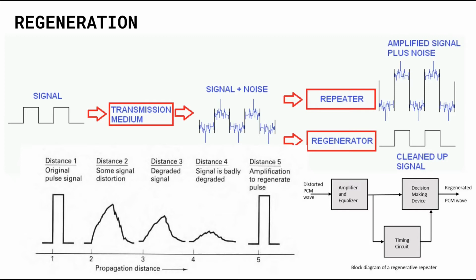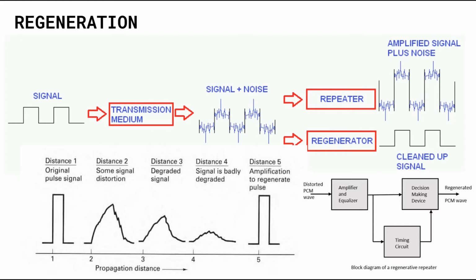The regenerative repeater consists of three blocks: an amplifier equalizer, a timing circuit, and a decision making device. The function of the amplifier is to shape the received pulses and compensate for the effects of amplitude and phase distortion. The output of the amplifier is also given to a timing circuit, which produces a train of pulses known as a sampling waveform. Using the sampling waveform, the output of the amplifier is sampled at different sampling instants.